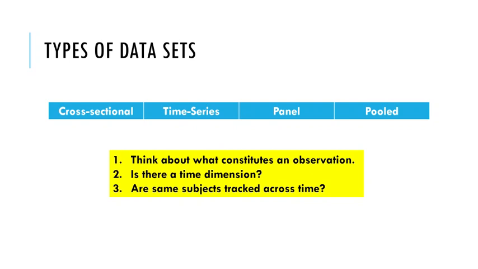Number two, you need to ask yourself, is there a time dimension? Because if there's no time dimension, it can only be one thing, right? It would be cross-sectional. The third question you can ask yourself is, are the same subjects being tracked across time? If it's the same exact set of subjects, it's panel. If it's only one subject, it's time series. If it's a different set of subjects each time period, then it's pooled. So again, a little bit of practice, this is going to become very easy.